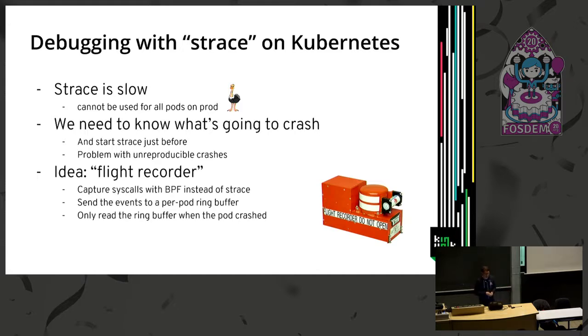So the idea is to have a system with BPF that records all the system calls executed by all the applications on Kubernetes, and records that in a ring buffer. It's an overwritable ring buffer, so when it fills the ring buffer, it overwrites the previous events. And then this ring buffer is there in memory, and if a pod crashes, your application crashes, then you can ask, oh, what were the last system calls that were recorded in the ring buffer?